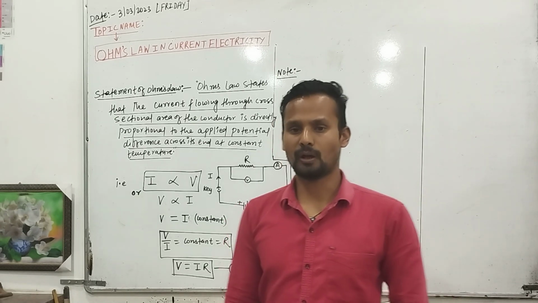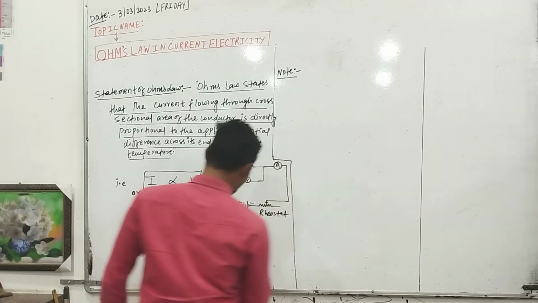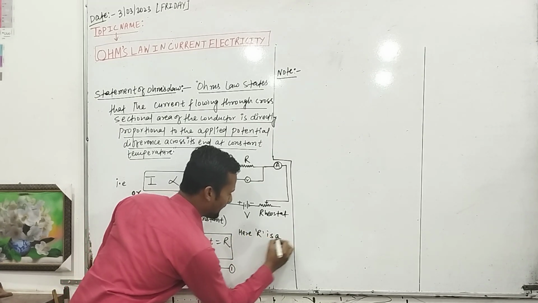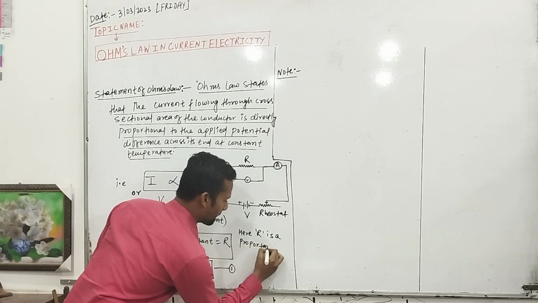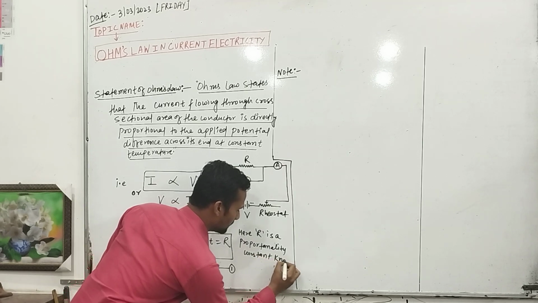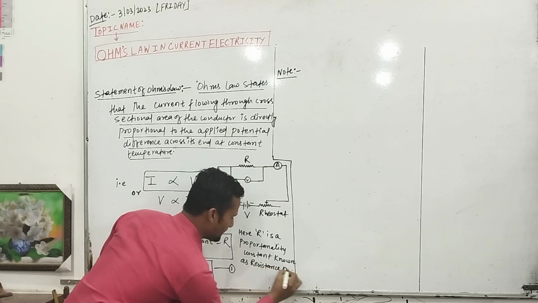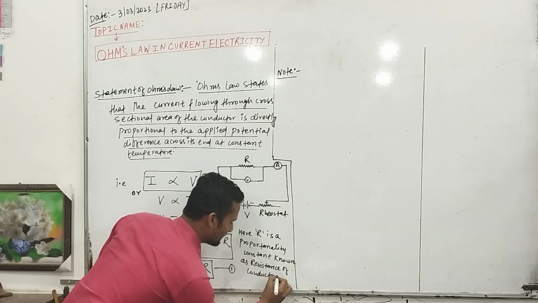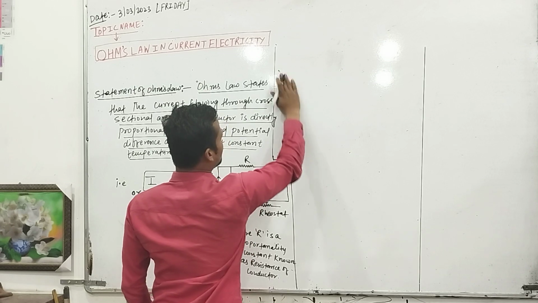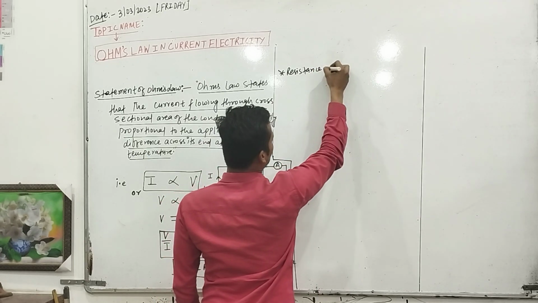Get it? Okay. Now here we have introduced one of the important terms, that is resistance. What is this R? This is the resistance of the material. Here R is a proportionality constant known as the resistance of the conductor. So what is this resistance?